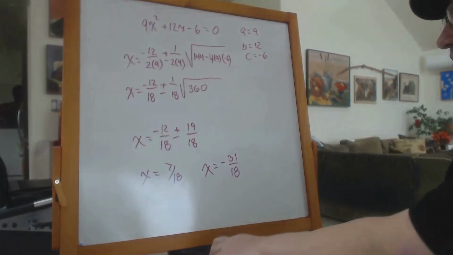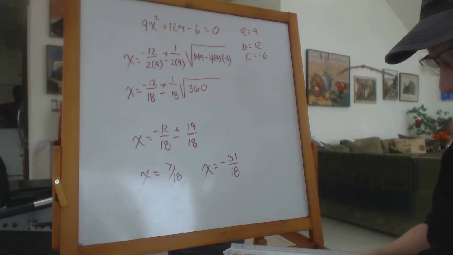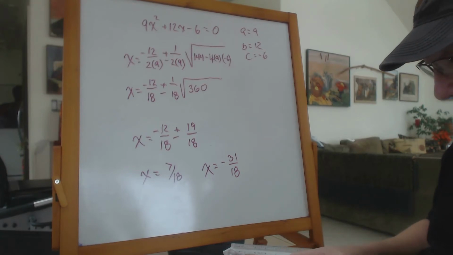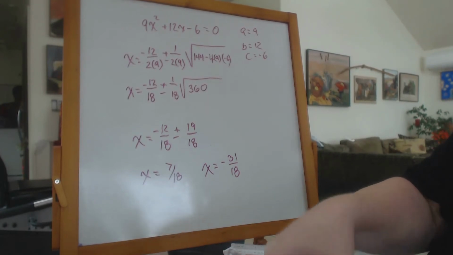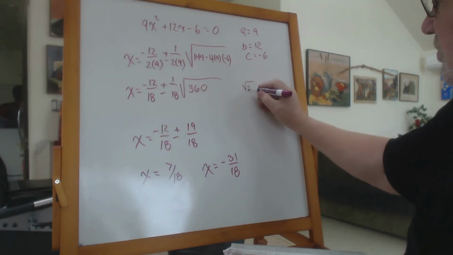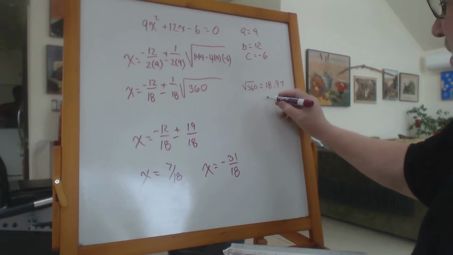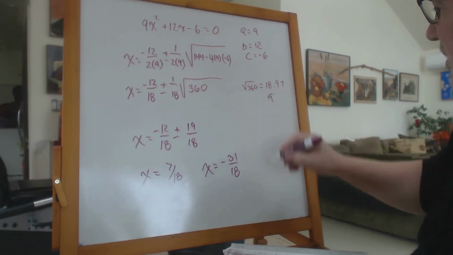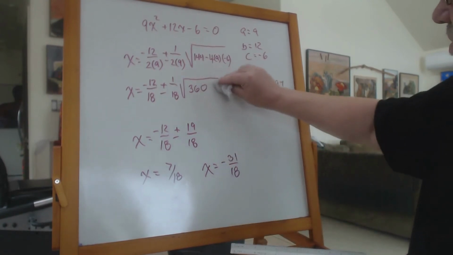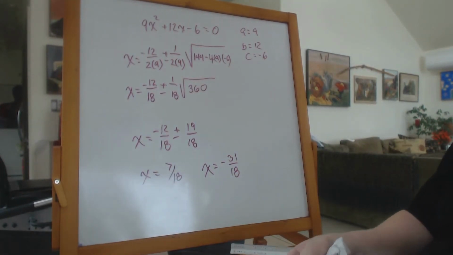Let's just check the square root of 360 to see how close to 19 we are. Okay. Let's see. 360 square root. 18.97. So this square root of 360 was 18.97, and when you round that up to two digits, we got 19. So we're pretty close using 19. So that's the utility of the quadratic formula.